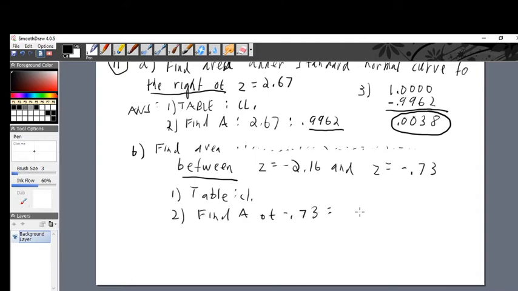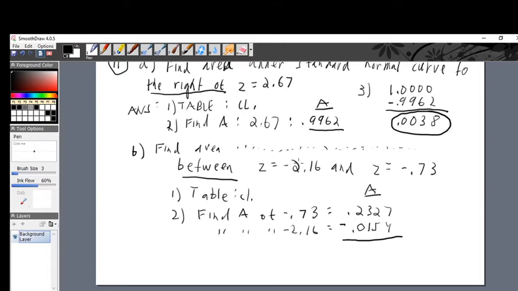And here's what it turns out to be. It turns out to be 0.2327. Then go find the area of negative 2.16, and it turns out to be 0.0154. So these are the areas. This was an area too. Okay, you found it. We found both of them. 0.0154. Okay, and what do you do? You subtract the smaller from the larger.